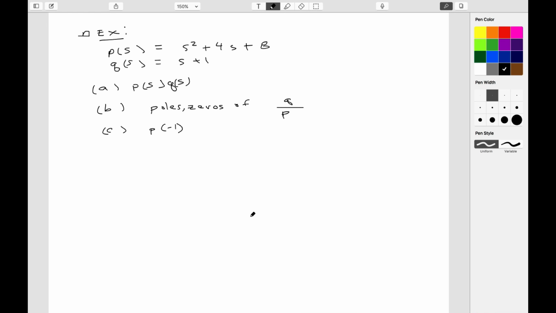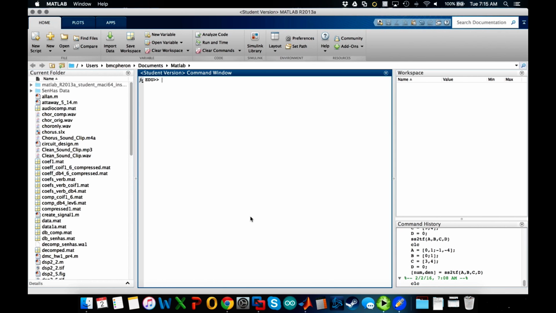All right, so part A says, I want to multiply P by Q. Part B says I want the poles and zeros of Q over P, and C says I want P of minus 1. All right, so that's exactly what we're going to show you how to do in MATLAB right now.